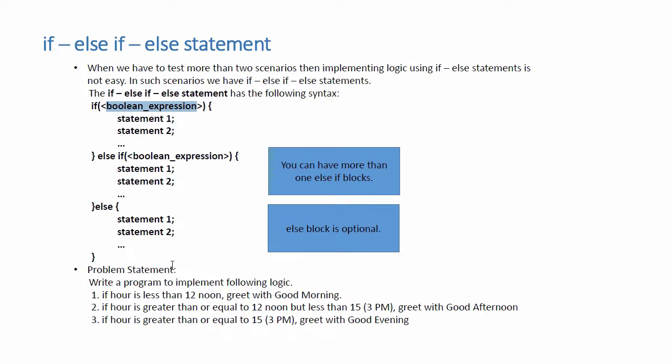Let us see a problem statement. We have to write a program to implement the following logic. If r is less than 12 noon, then greet the user with a good morning message. If r is greater than or equal to 12 noon but less than 15, that is 3 p.m., greet with good afternoon. And finally, if r is greater than or equal to 15, that is 3 p.m., greet the user with good evening. We can solve it in multiple ways. Let us check the first one by using if statements only.